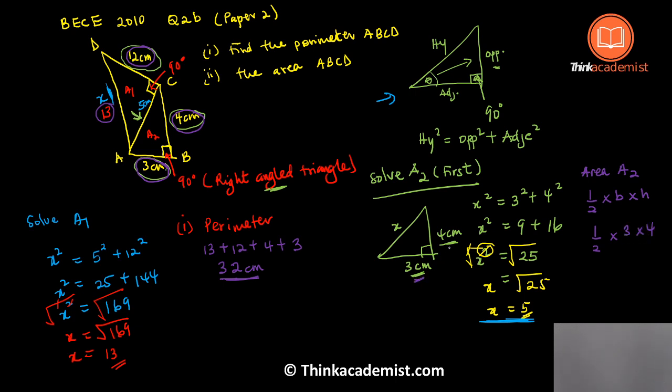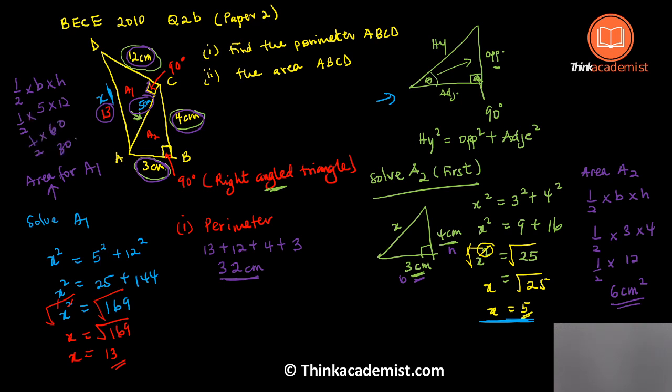Okay? So the height becomes the 12, and then we have this. Now 12 times 5 will give us 60. So 60, and then we want half of 60. So that will give us 30. So 30 centimeters squared. So let me indicate this quickly. This is our area, and then this is our area.